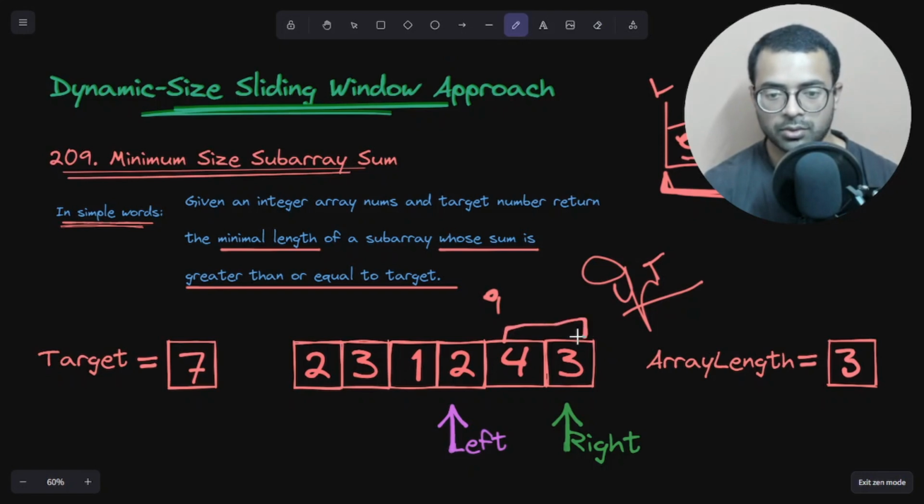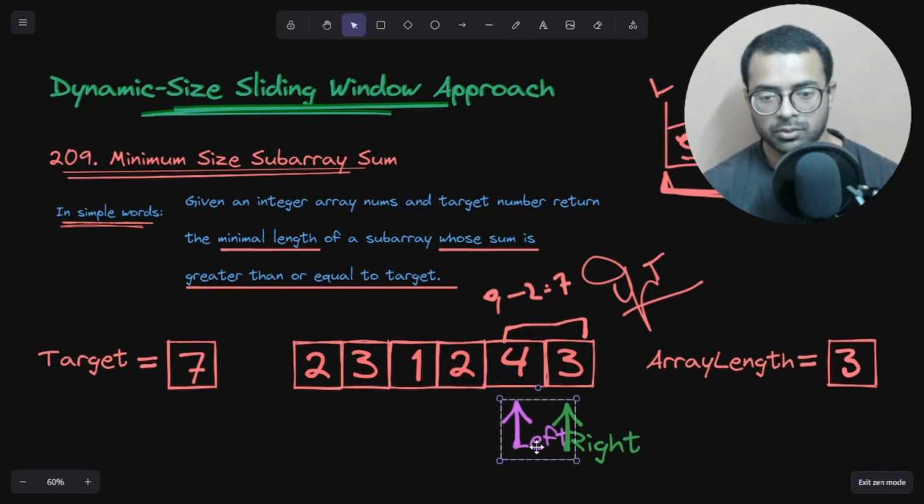So come here and shrink this subarray. Now we are going to look at these 2 elements. So 9 plus minus 2, because we have removed this one. Okay, so 9 minus 2 will become 7. 7 is equal to our target. So now we are going to look at the length. So the length is 2. Okay, I forgot to move this left here.